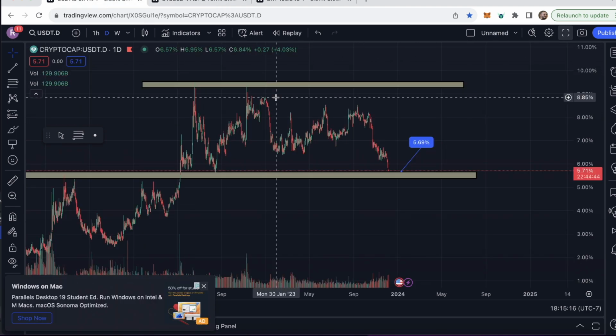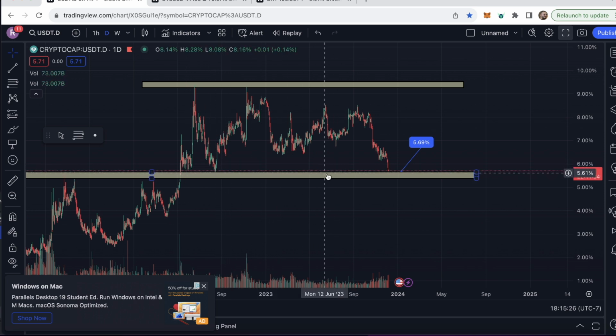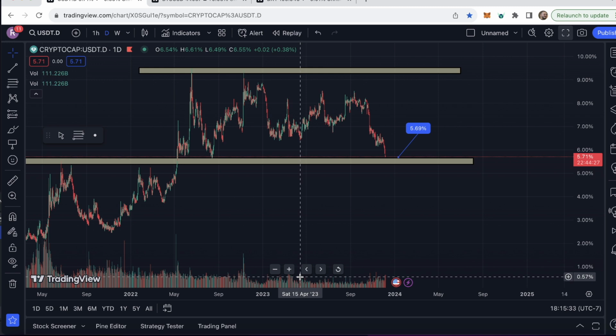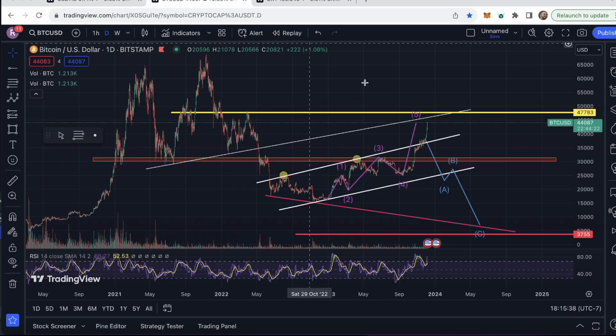But I said that we might go back down to 5.69, where we have a lot of supports in here, and we are touching it after a very long time. I want you to pay attention. So that being said, we might actually find support in here, and that's going to be almost the same spot around this area.